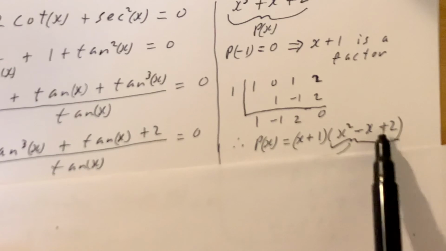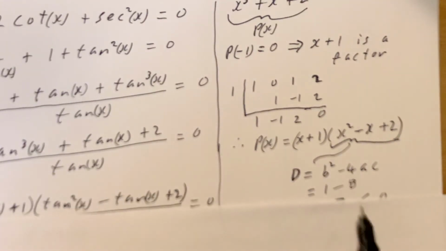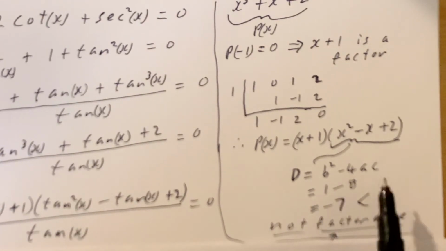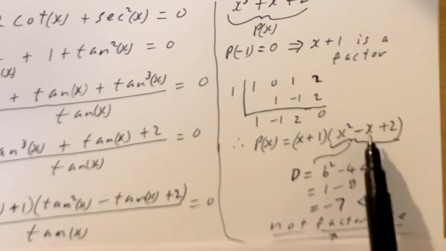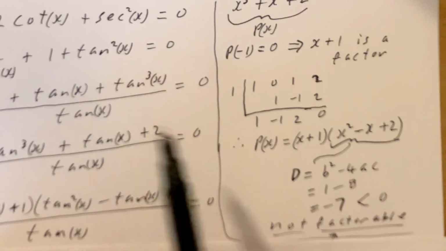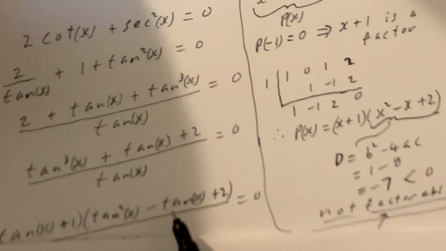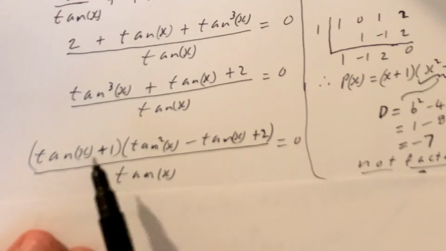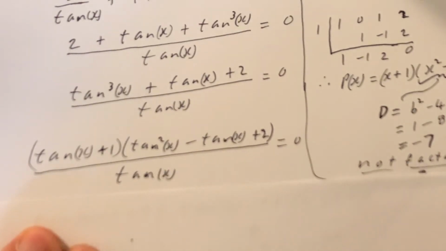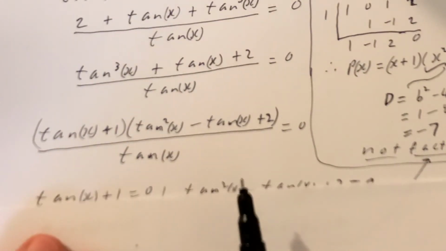If we check this one to factor it, because it's now a quadratic, we find out that the discriminant is negative, so it's not factorable. You can't factor that anymore. It has no solutions if you set it equal to 0. So we're going to rewrite the top like this over here. It becomes tan of x plus 1 times tan squared minus tan x plus 2, just like we had over here with the x's. Still keep it over tan x though.